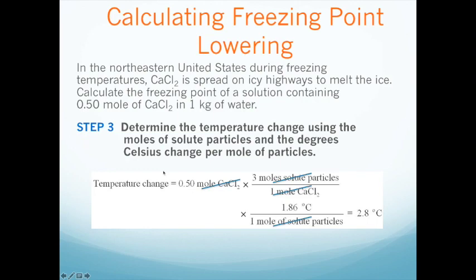So if we set our problem up, our temperature change is equal to 0.5 moles of calcium chloride times 3 moles of solute particles per 1 mole of calcium chloride times 1.86 degrees Celsius per 1 mole of solute particles. So we have arrived at the answer 2.8 degrees Celsius, meaning that this solution of calcium chloride will lower the freezing point of water by 2.8 degrees Celsius.